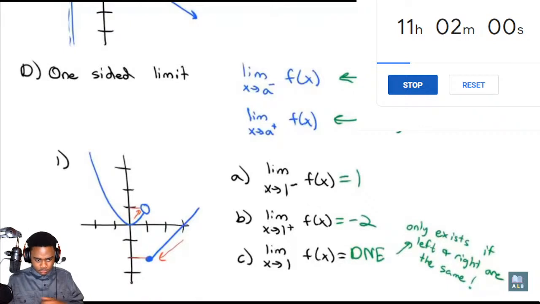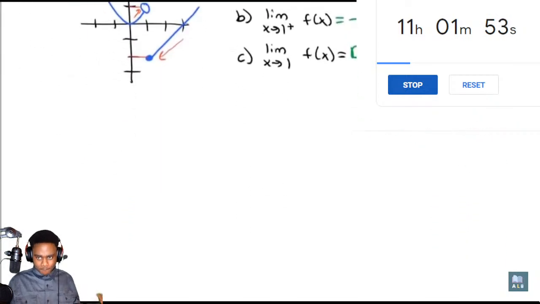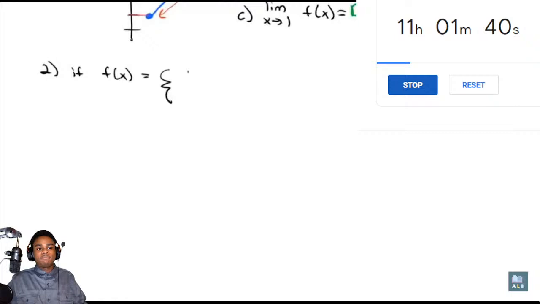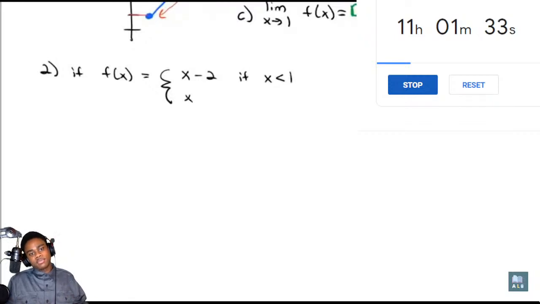Let's look at the idea of one-sided limits, not with the graph method, but with the table method that we did at the beginning of this lecture. Number 2. Let's make what's called a piecewise function. If f of x is equal to, it's got two parts. It's equal to x minus 2 if x is less than 1. And it's equal to x squared plus 1 if x is greater than or equal to 1.